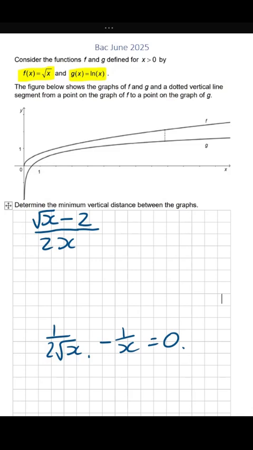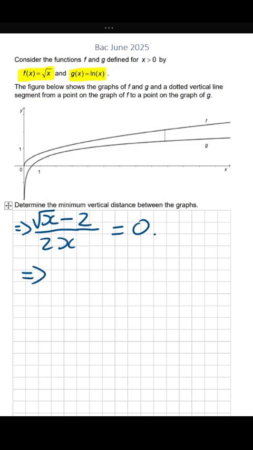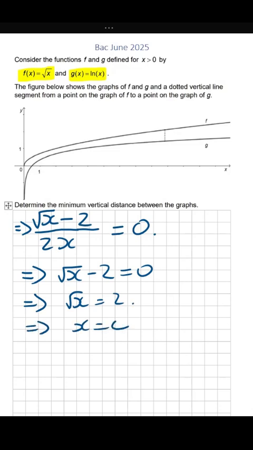Now, I was looking to solve that equal to 0. So continuing solving that equal to 0, what's that going to end up making? I should have put in a therefore as well. So therefore, we've got root x minus 2 over 2x is equal to 0. I'm looking to solve for x. Therefore, when I multiply both sides by 2x, I end up with root x minus 2 is equal to 0. And if root x minus 2 is equal to 0, therefore root x will be equal to 2. And so, obviously, x is going to be equal to 4.